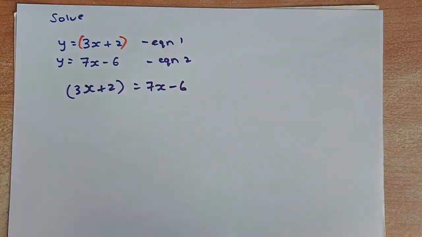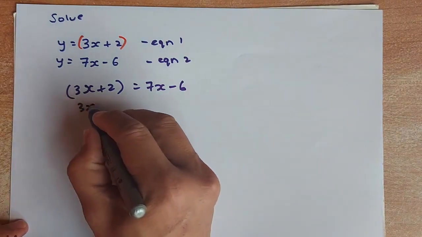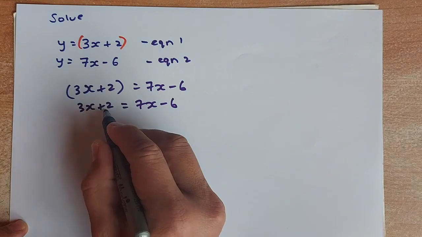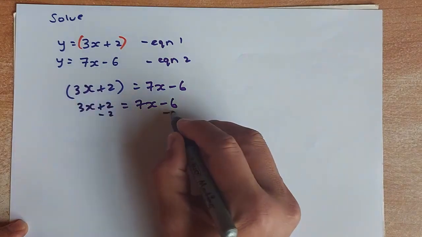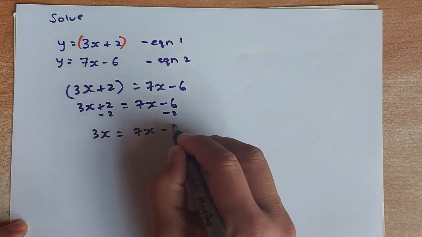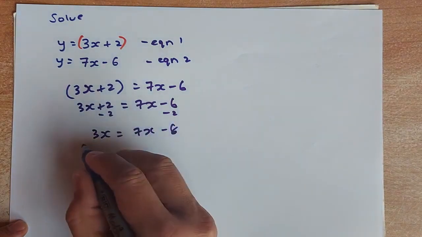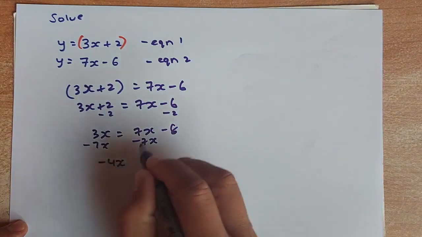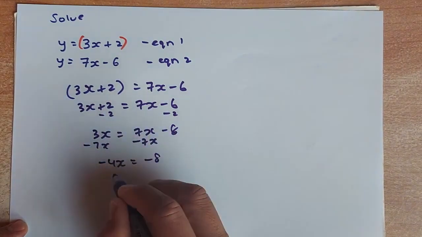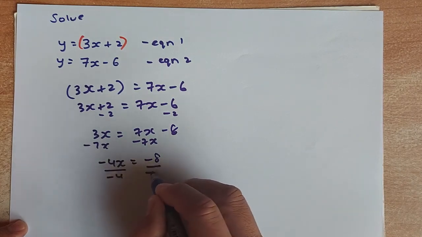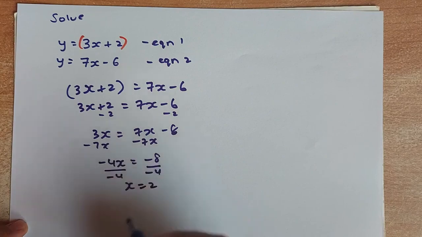Now we're going to solve it using linear algebra. So now 3x plus 2 equal to 7x minus 6. The first step, you're going to get rid of the 2. So you minus 2 on both sides. So 3x equals 7x minus 8. Now you're going to minus 7x on both sides. So you're going to get minus 4x, these will cancel out, equal to minus 8. And then you divide by minus 4 on both sides. So x equals 2.